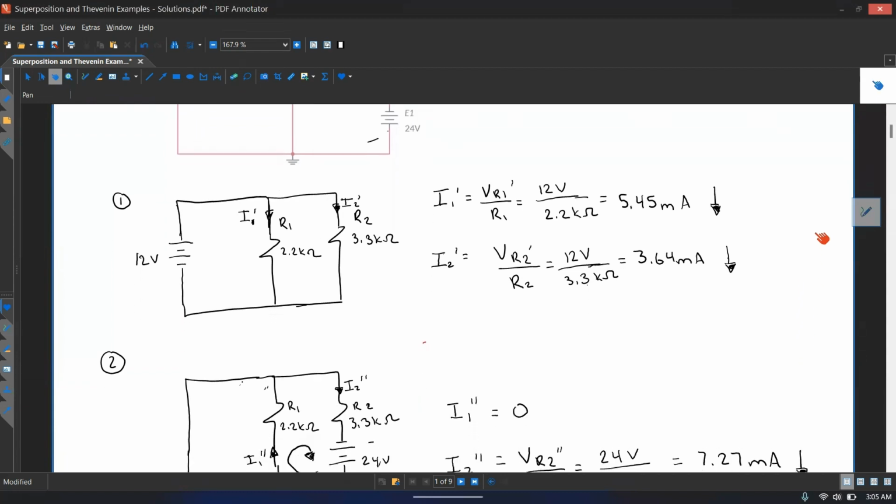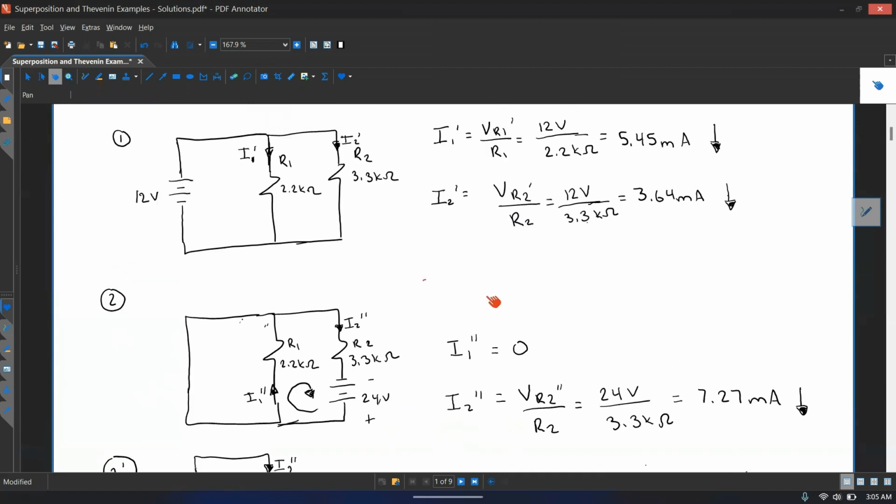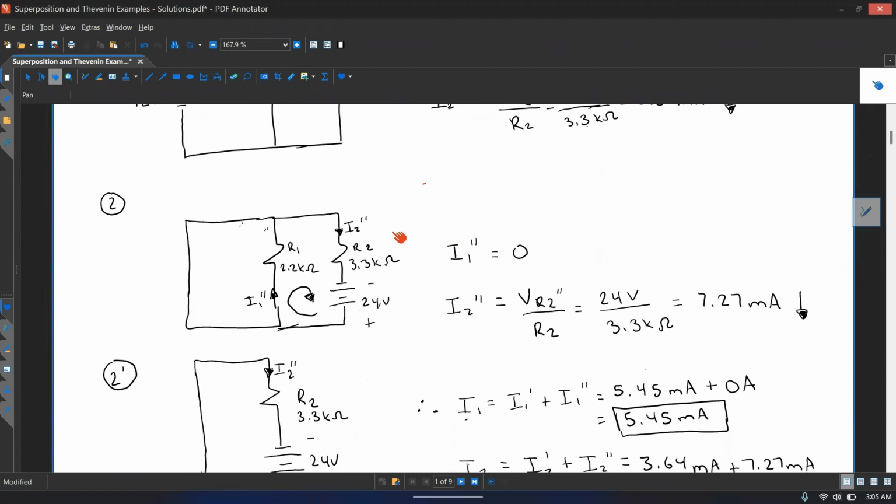All right, so now this circuit right here is analyzing the circuit with only the voltage source on the right side, the 24 volts. Just like we did before, we eliminate the other voltage source by replacing it with a short. And that's exactly what I did right here. I just replaced it with a short.